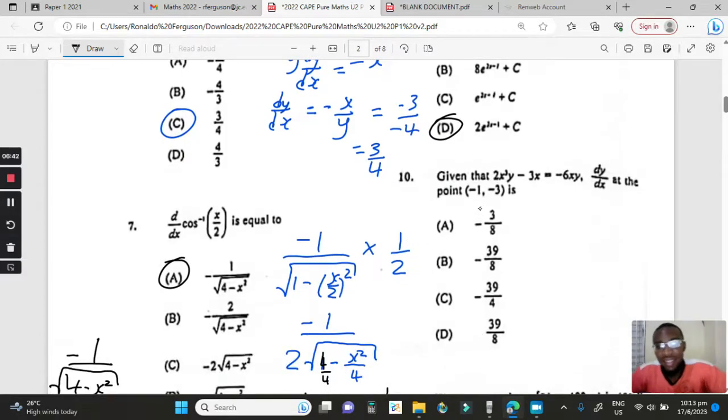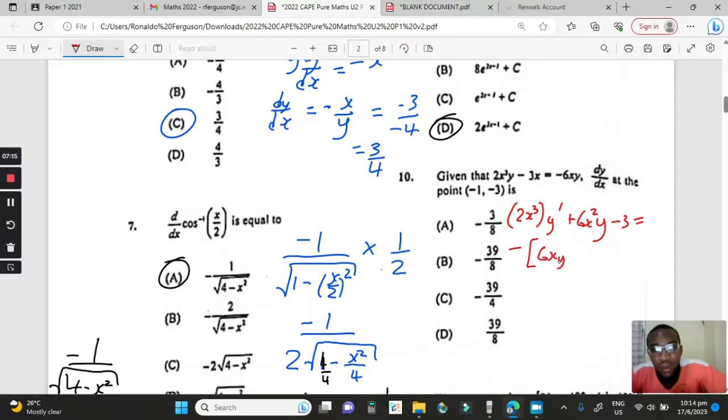Number 10. I know this is repeated, but it's so hard to remember so much, right? But we're going to work it out again. Using product rule, keep the first times the derivative of the second plus keep the second times the derivative of the first. When you differentiate 2x cubed, you get 6x squared. Minus, when you differentiate 3x, you get 3. Equal to, when you differentiate negative 6x, you have minus in bracket: keep the first, 6x, times the derivative of the second, y prime, plus keep the second, y, times the derivative of the first. Differentiate 6x, you get 6.